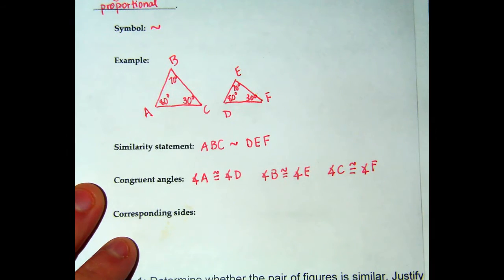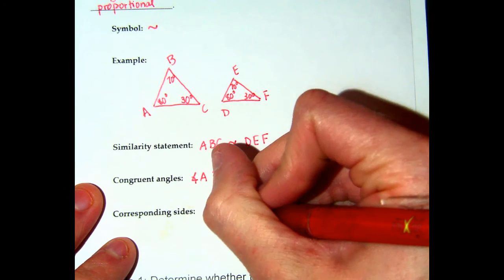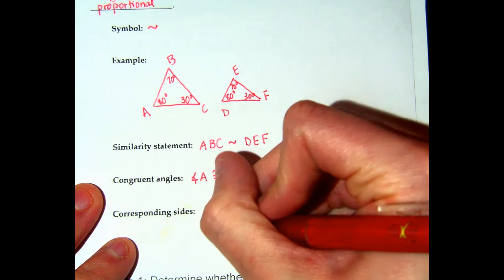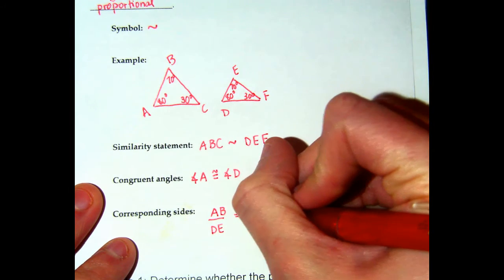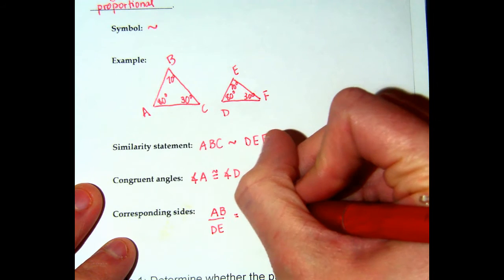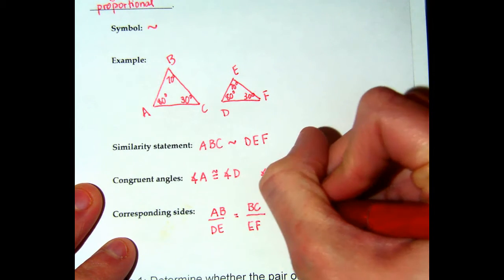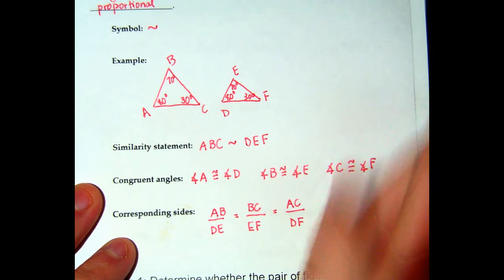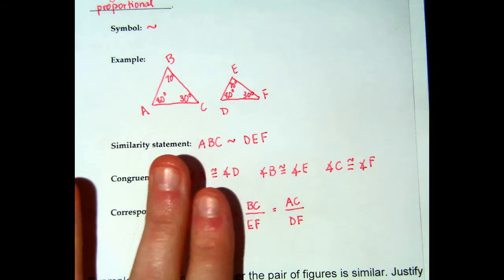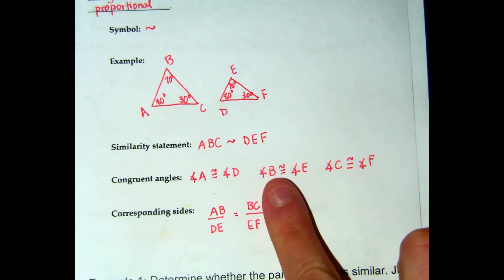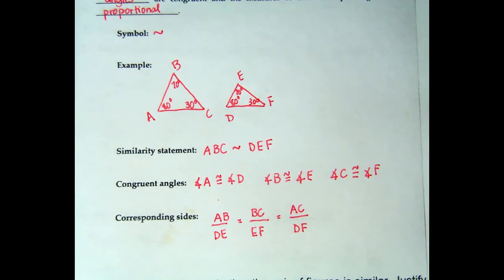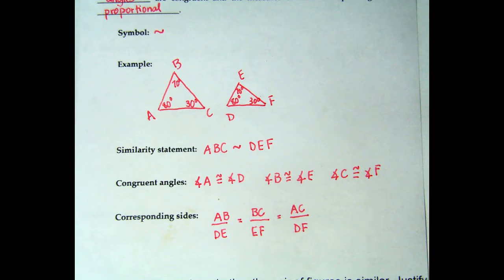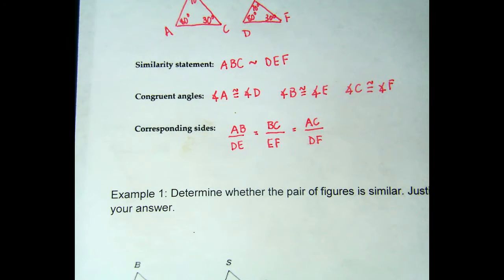The sides are proportional, so we write those as AB over DE should be equal to the proportion of BC over EF, which should be equal to the proportion of AC over DF. That's how we write the corresponding sides. Now, if you have just one or two, you also can mix them up. You don't have to have all three in there, but there is an example of two similar triangles. So we're going to look at example 1 to determine whether the pair of figures is actually similar, and we're going to justify our answer.